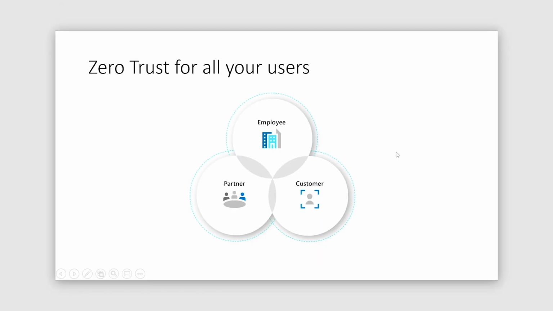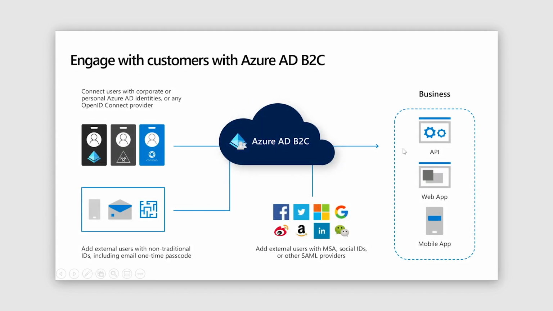So far, we talked about how you can extend zero trust to your business partners. What about your customers? Next, let's double click on how you can extend zero trust to your own customers. Organizations can use Azure AD B2C to connect with their own customers. Azure AD B2C provides a fully customizable experience and supports sign-in using a wide range of social identity providers like Google, Facebook, LinkedIn, as well as standard-based protocols like OpenID Connect and OAuth 2.0.